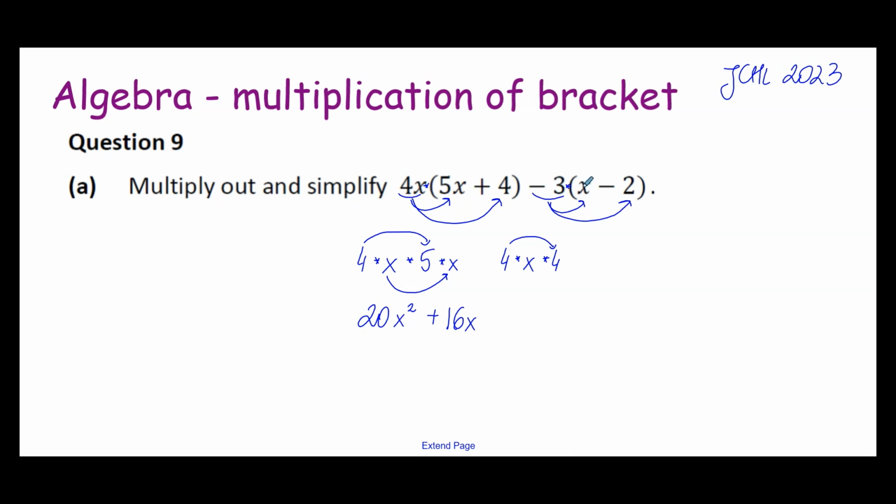Minus 3 multiplied by x. Nothing I can multiply here. I'm just saying it is minus 3 multiplied by x. Minus 3 multiplied by 2, well, I can put that in the calculator, press equal, and get that that is 6.